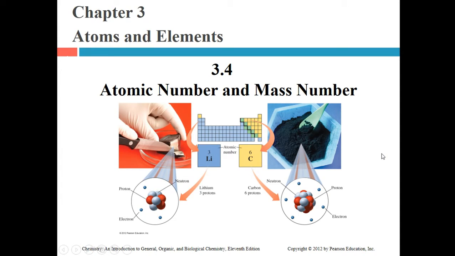Section 3.4, atomic number and mass number. Or we could say this is the section that's going to tell you what the two different numbers mean or represent. As you look on the periodic table at each element, you will see two different sets of numbers. That's what this means, and that's what this section's all about.